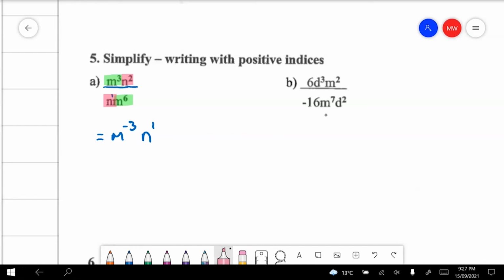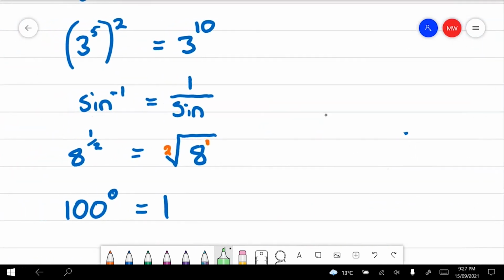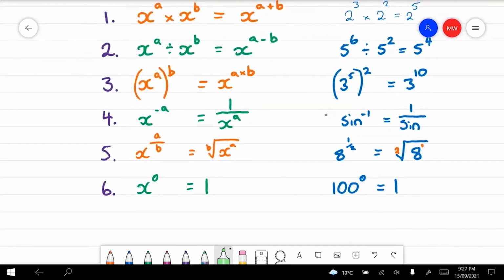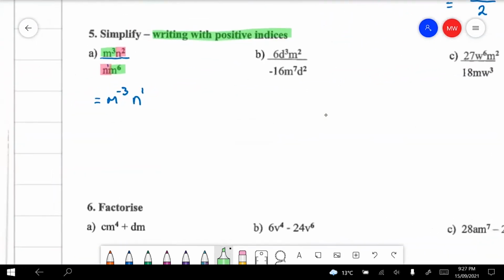Now, this question, if you remember correctly, was writing with positive indices. If you go back over to your index laws, number 4 was this one, where if you wrote it with a negative, you could send it down to the bottom and it would become positive. So we can send this negative down under the fraction line. So it can become n to the 1 over m to the positive 3. And now we've answered it with positive indices.